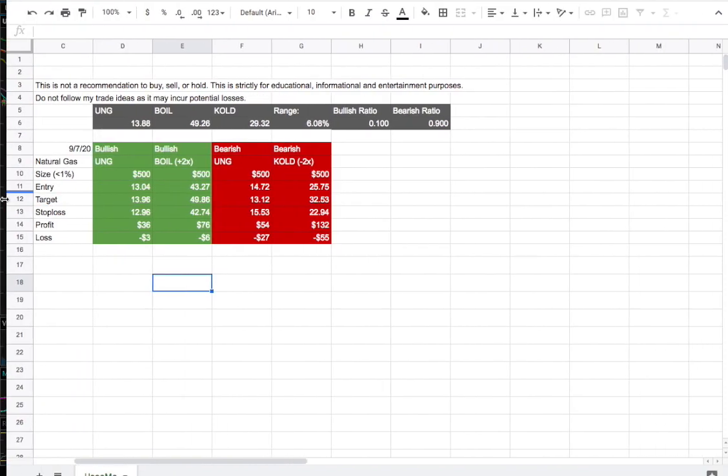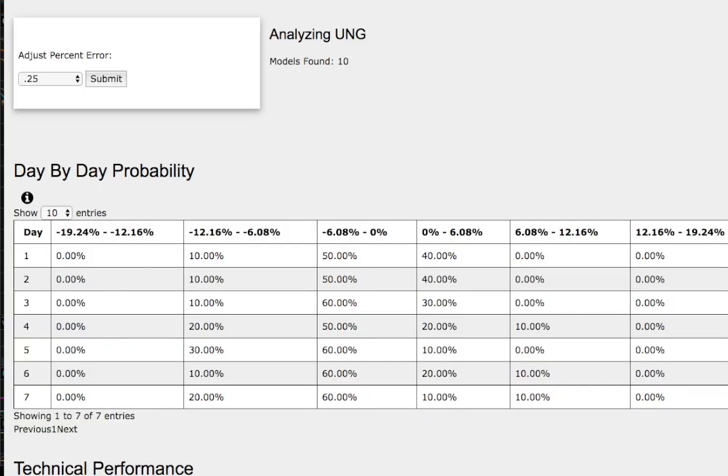So how did I develop these trade ideas? It all comes from the day-by-day probability model, which is available in the link below, so do check it out. As we progress to the 5th day or a week of trading, we have a 10% chance for natural gas to climb higher between 0 to 6%. On the other hand, we have a 60% chance for it to fall between 0 to negative 6%.